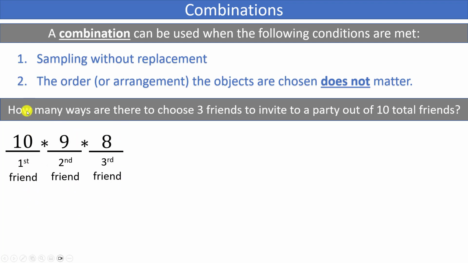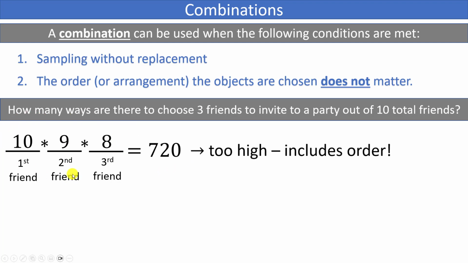I've got 10 options for the first friend. Once I've chosen that person, I can't choose him again. I've already invited him. I don't have a replacement. Then I have 9 friends remaining to choose for the second one to invite, and then 8 for the third, and that would give us 720. But this number is too high.